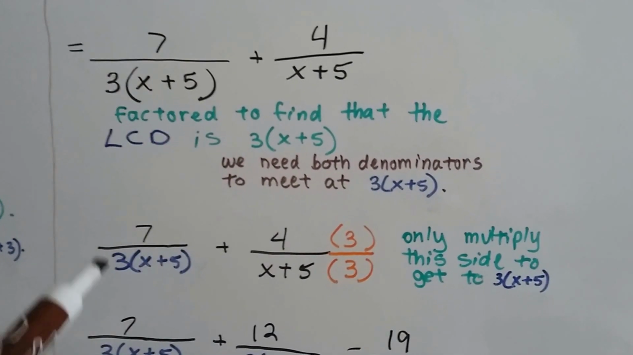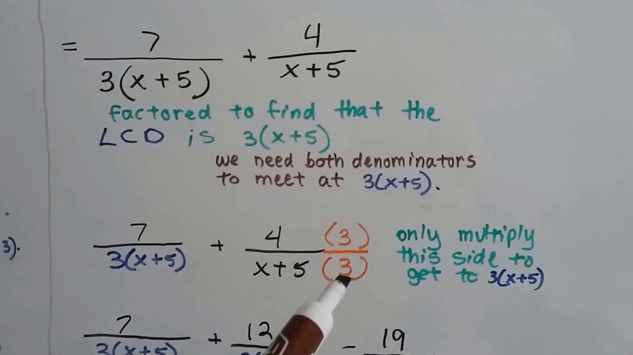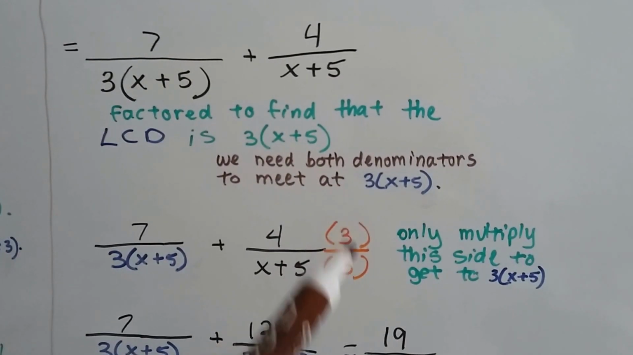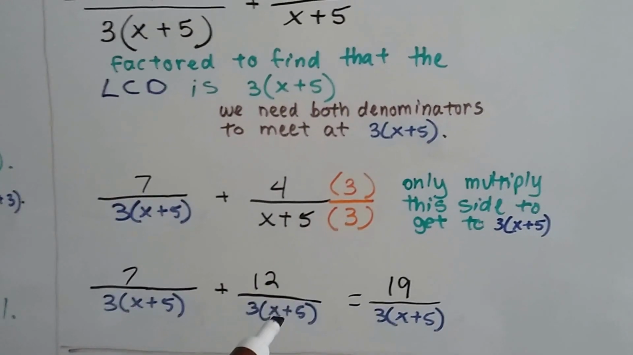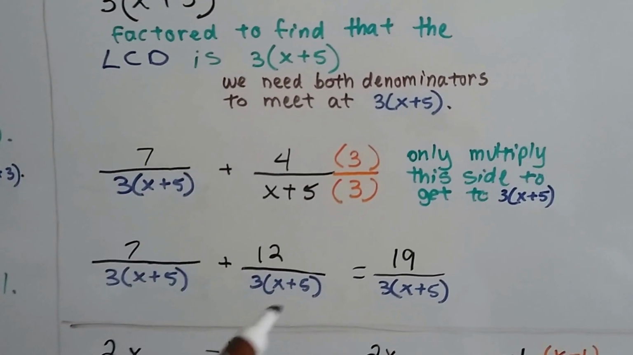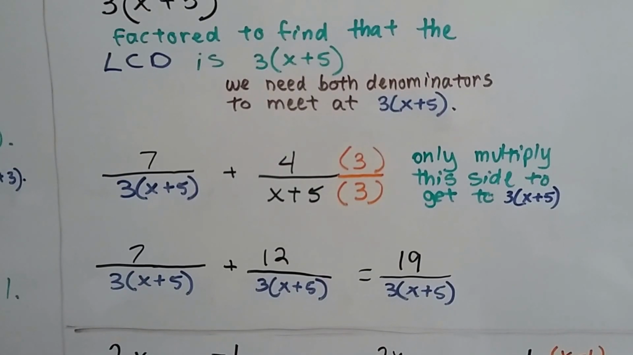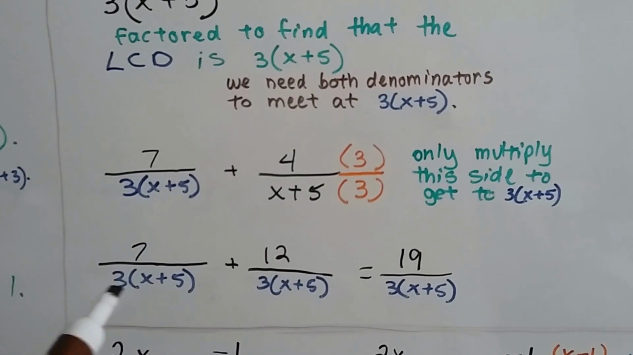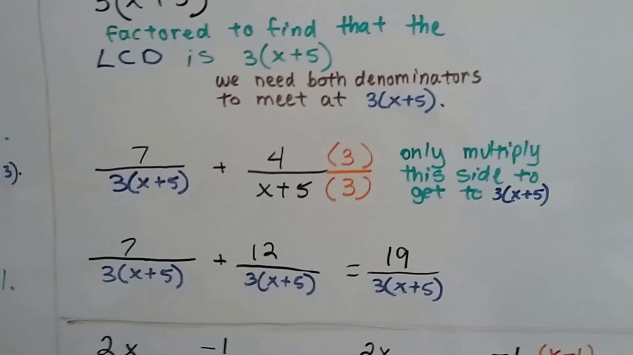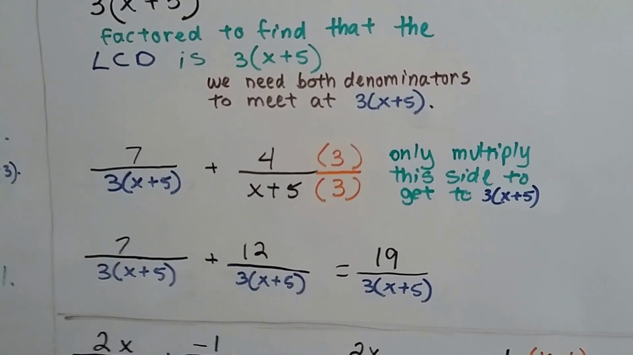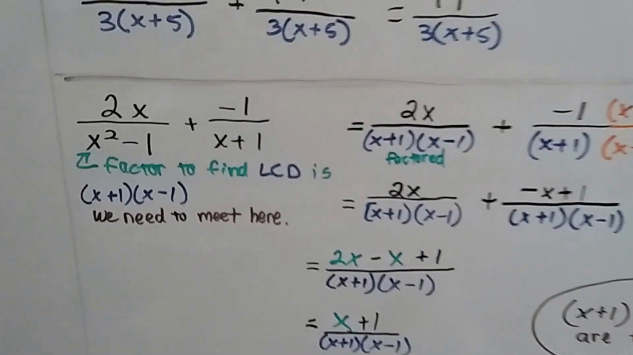So we leave this one alone, and we just multiply this one by 3 over 3 as our equivalent to 1 that we're multiplying it by, and we end up putting the x plus 5 in parentheses, and now we have 3 times x plus 5 on this side too, see? And that becomes a 12 up here, doesn't it? And 7 over 3 times x plus 5 plus 12 over 3 times x plus 5 is 19 over 3x plus 5, see?